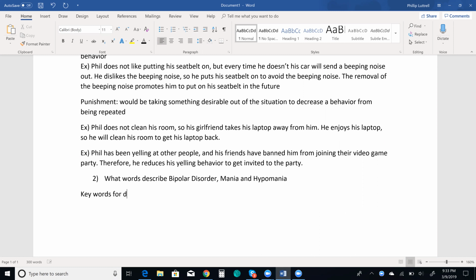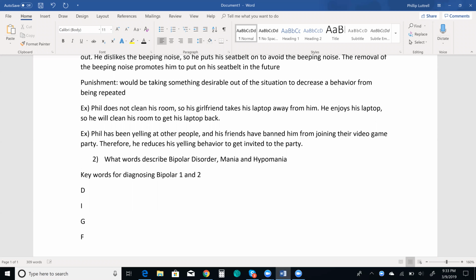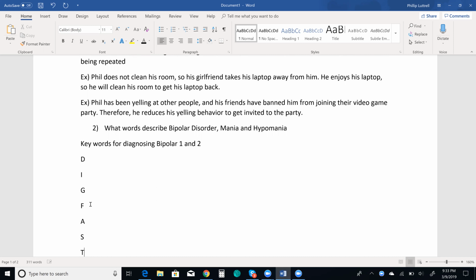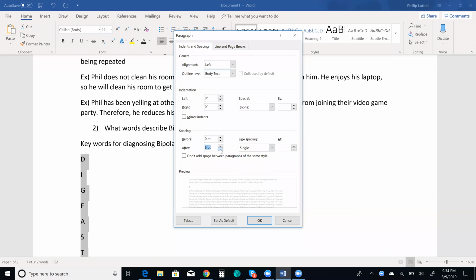So let me just say keywords for diagnosing bipolar 1 and 2. The easiest way is a mnemonic that someone once taught me. This is not mine. This is what someone within my master's program taught me. It was DIG FAST. If you think about someone that is manic, they're digging themselves quite quickly.